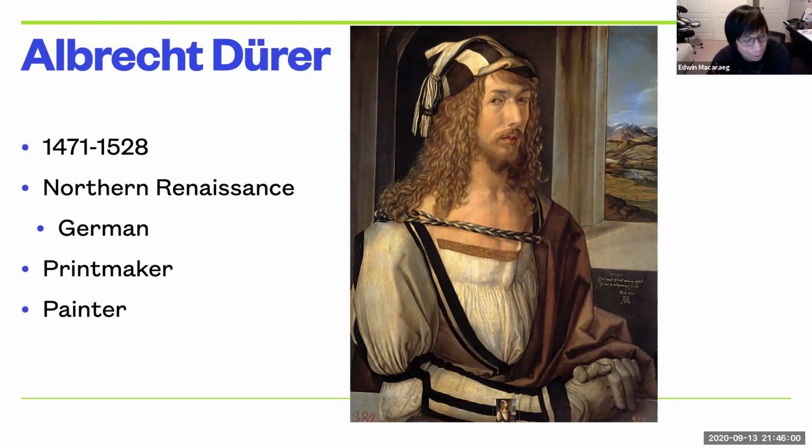And so Dürer is from the Northern Renaissance. So think Northern Europe, countries such as the Netherlands, Holland, Germany, and a few other ones. So Dürer was a printmaker and he is also a painter. He did a lot of illustrations that help people do studies.